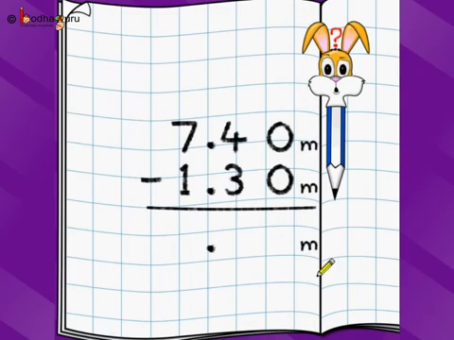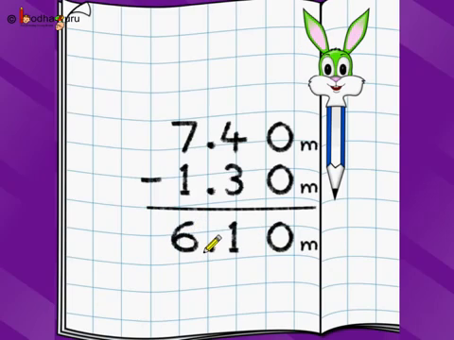Now let's take a problem with decimal. We have replaced this dotted line with the actual decimal point. 7.40 meter minus 1.30 meter. And in the answer also we write the point here. So how do we do it? 0 minus 0 is 0. 4 minus 3 is 1. 7 minus 1 is 6. So the answer is 6.10 meter.